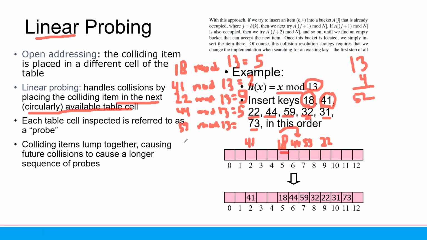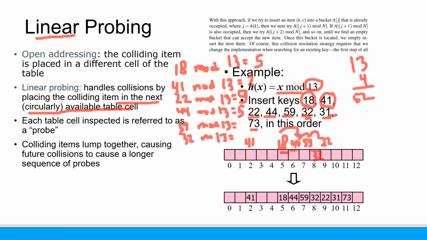Now we have 32. 32 mod 13, the result is 6. Then how can we put it in 6? We already have an item in 6, so we go to the next. We have another item in 7, so we go to the next. Number 8 is empty. Then we put 32 here.